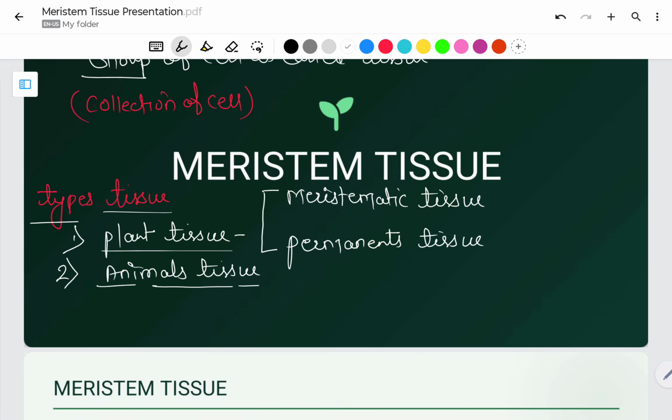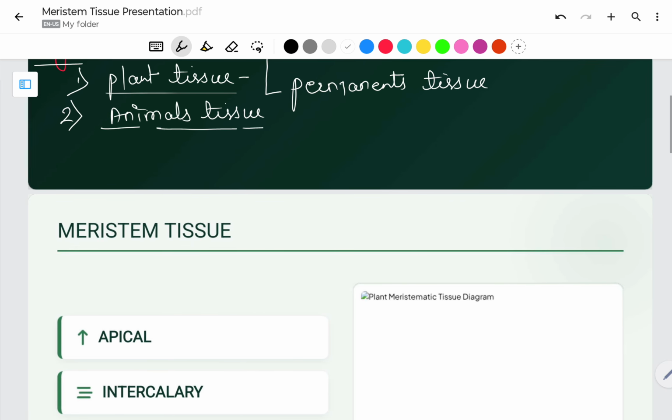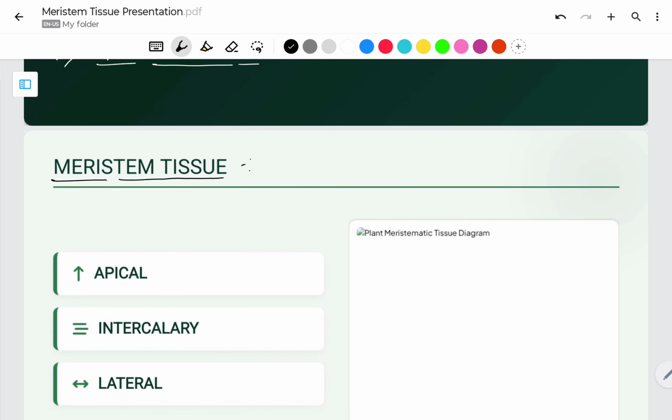In this lecture we discuss meristematic tissue. What is meristematic tissue and what are its characteristics? What is the meaning of meristem? It is the growing tissue. Meristematic tissue is called growing tissue. Its cells actively divide.